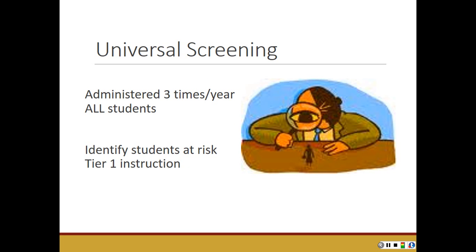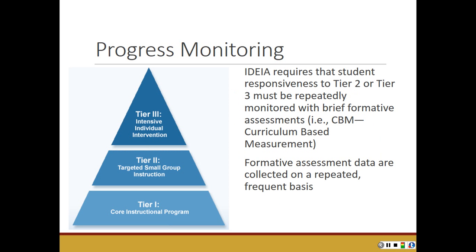We get it 3 times a year, and everybody takes it, and you're really trying to identify the students at risk. And it does a fairly effective job at doing that. All right, so progress monitoring.